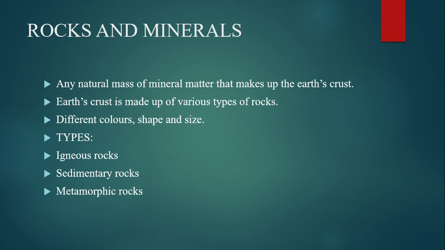Before this, the earth's crust, as I have already told you, is made up of different types of rocks. All the rocks have different colors, shapes and sizes. It is not so that all rocks have the same color, size or shape. So in this video, students, we'll discuss the different types of rocks. There are three types of rocks: igneous rocks, sedimentary rocks and metamorphic rocks.